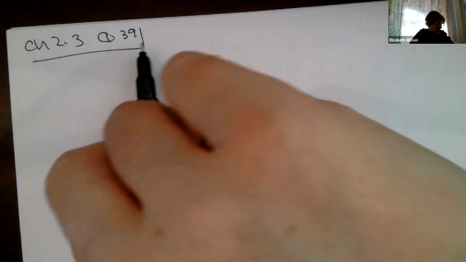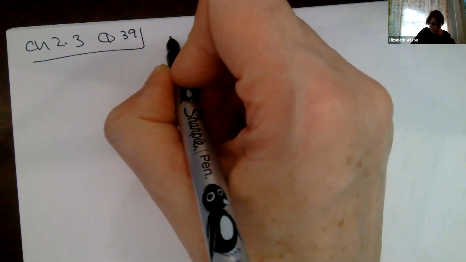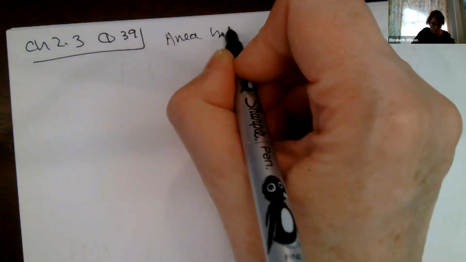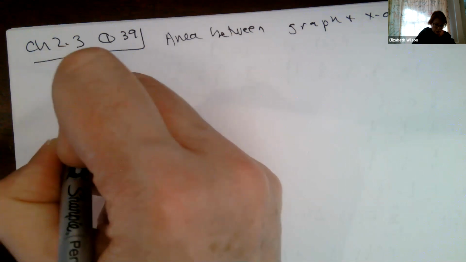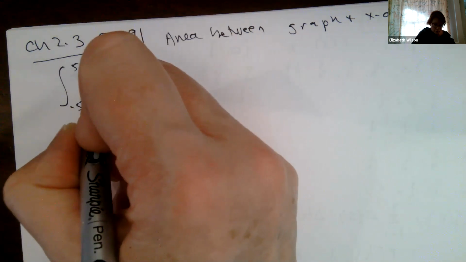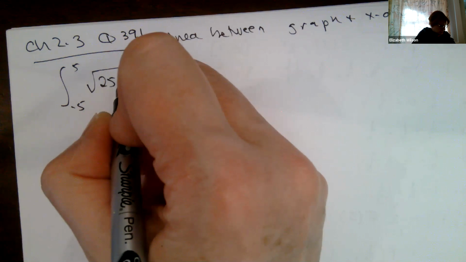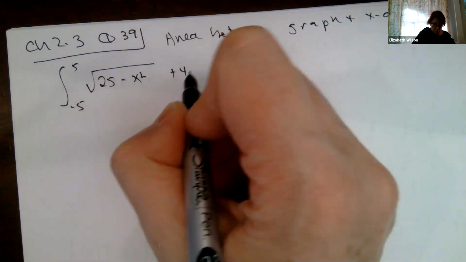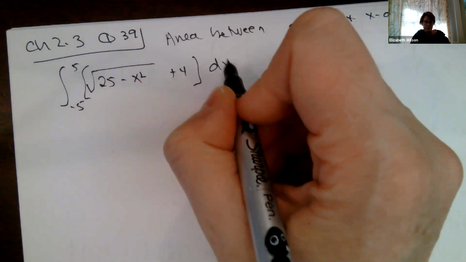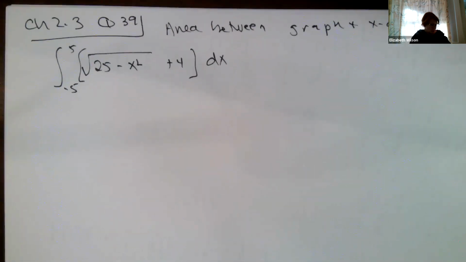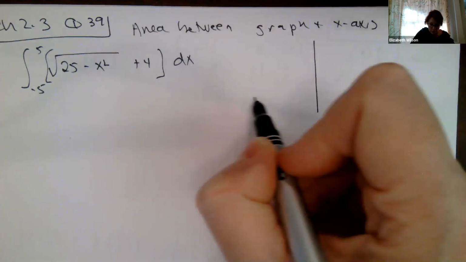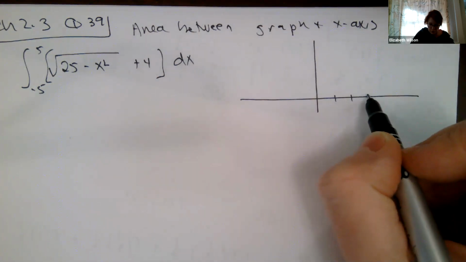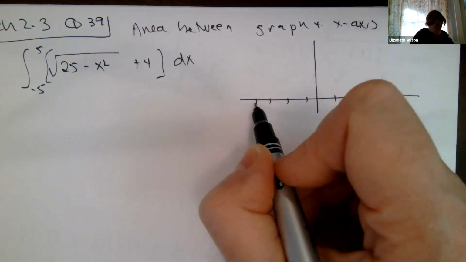Okay, it's better. So what we're looking for is the signed area between the graph and the x-axis. We're going to go from -5 to 5, and we're looking at radical 25 minus x squared plus 4 dx. All right, so let me just plot this out here. So this is like 1, 2, 3, 4, 5, 1, 2, 3, 4, 5, our bounds for integration.